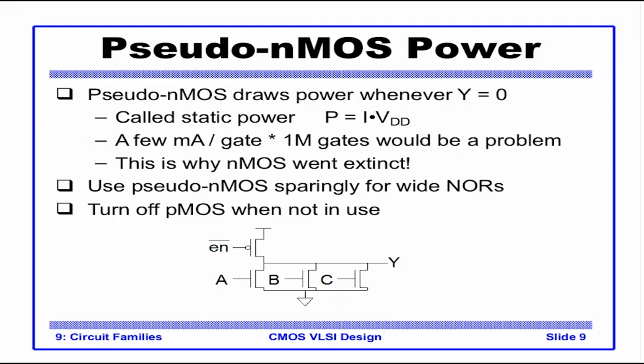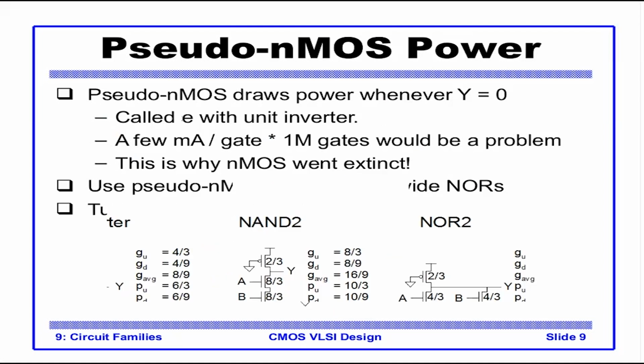Y0 means one of the input values of the NMOS is 1. So NMOS is conducting, and now there is a direct path. We will go back to the previous circuit, the previous inverter.